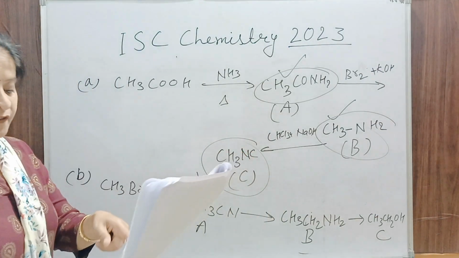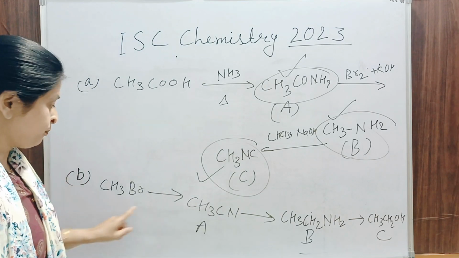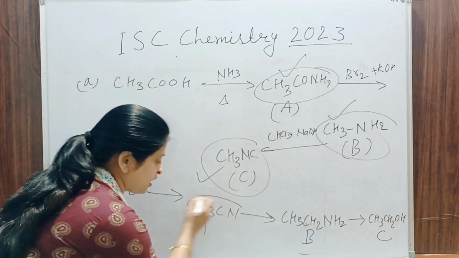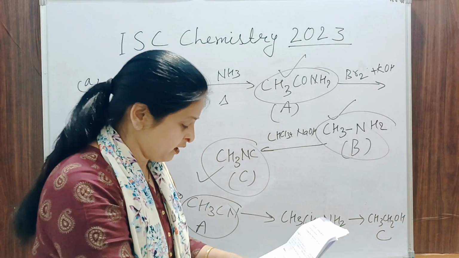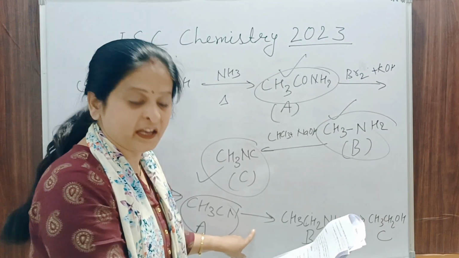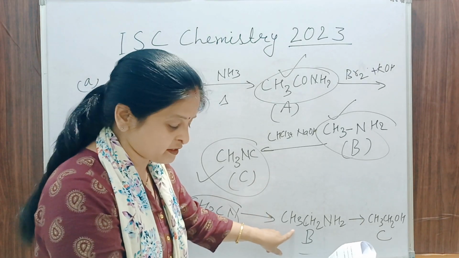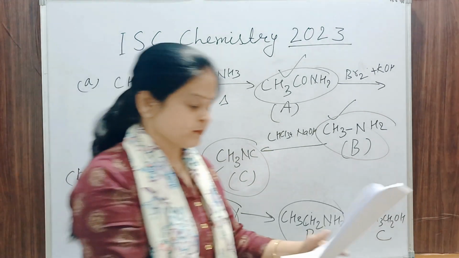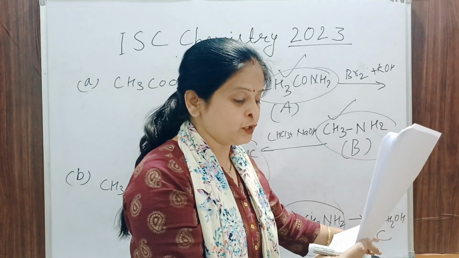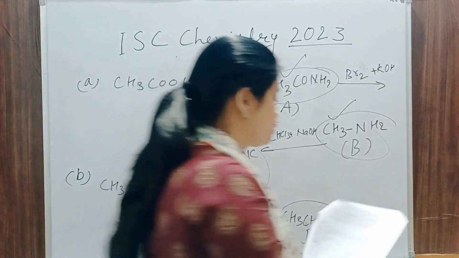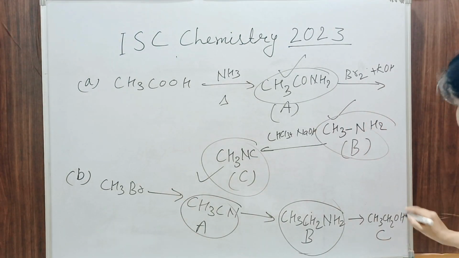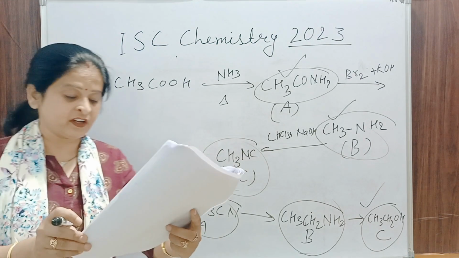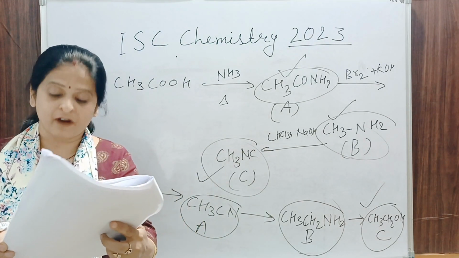In the conditions given in your equation, CH3Br in presence of KCN changes into CH3CN, which is the answer A. Then in presence of LiAlH4, it changes into CH3CH2NH2. This is the answer number B. Third, in presence of HNO2 at 273 Kelvin temperature, it changes into CH3CH2OH. This is the answer number C. So question number 17 first part is completed.